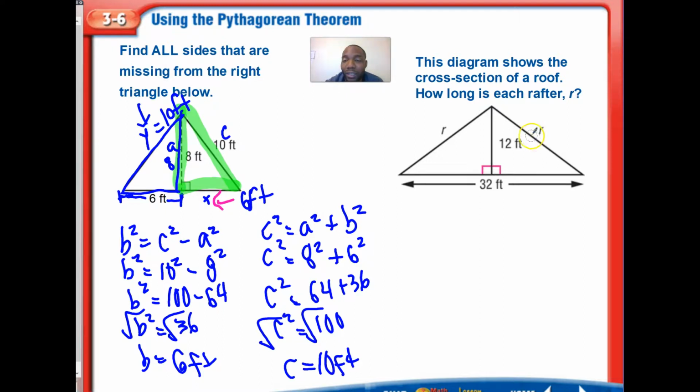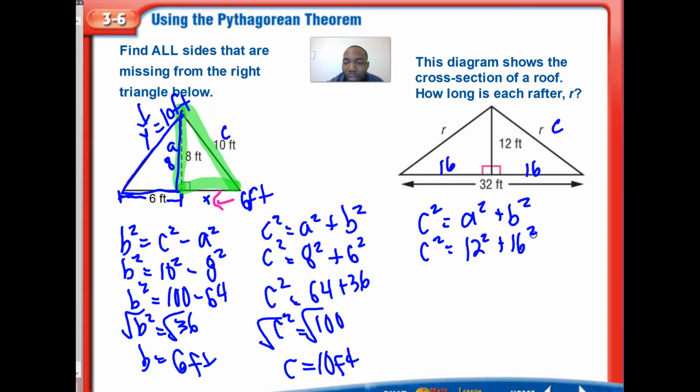All right, so I need to find R. Well, if this entire thing is 32 and this cuts it in half, this has to be 16 and this has to be 16 because half of 32 is 16. So now I need to find R, right? R, which is right here, that's actually C because it's across from the right angle. So therefore, I have C squared is equal to A squared plus B squared. So C squared is equal to A is going to be 12 squared plus 16 squared.